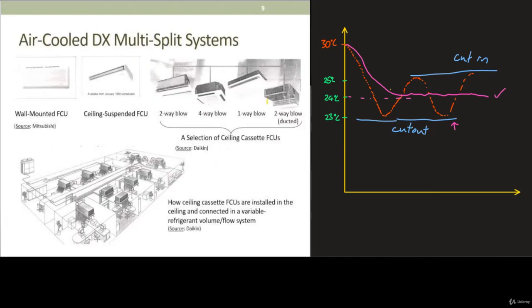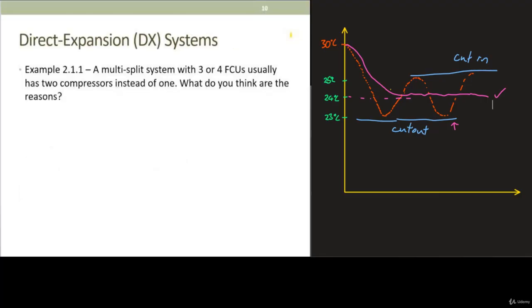Here are some of the different FCUs that you may have seen, either in the office or at home. You have your ceiling suspended FCU and the different kinds of cassette FCUs. The first example we have is a multi-split system, which usually has 3 or 4 FCUs.